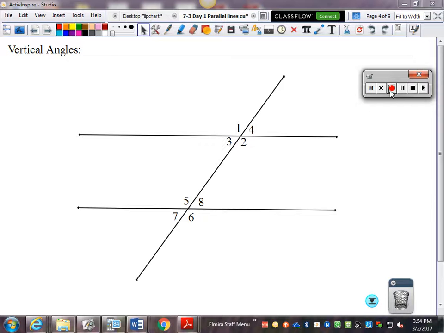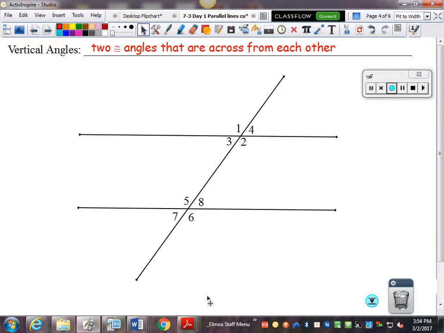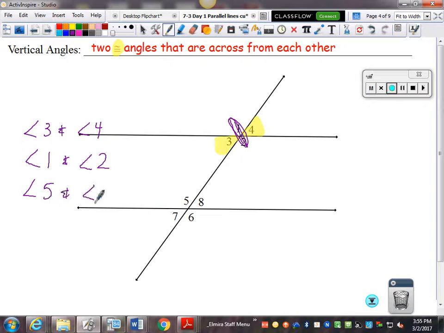We've talked about vertical angles before, but I'm going to reiterate them because they are found in this diagram. We've got two, and very key thing here, congruent angles. Congruent, remember, means equal, that are across from each other. So for example, angle 3 and angle 4 would be an example of vertical angles. So would angle 1 and angle 2. They are right across from each other. Angle 5 and angle 6, and angle 7 and angle 8, right across from each other.